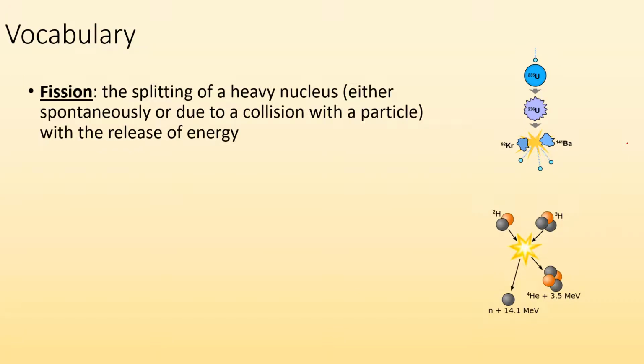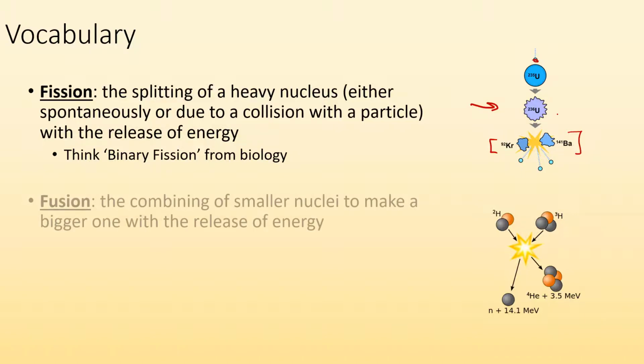Fission is the splitting of a heavy nucleus, either spontaneously or due to a collision with a particle, with the release of energy. So you can see an image off to the right here. We have a large nucleus being hit by a neutron and splitting into smaller nuclei. So splitting is fission. If you think back to biology, binary fission is when it splits in two and you get two things. So fission means to split.